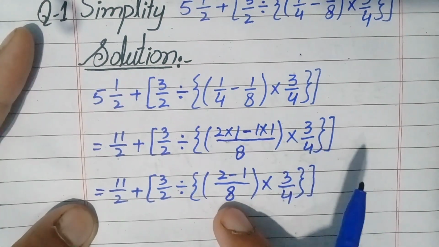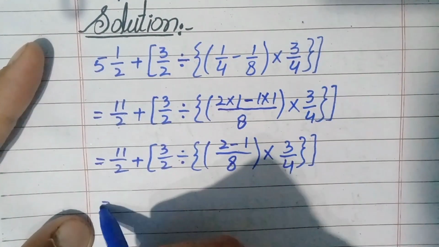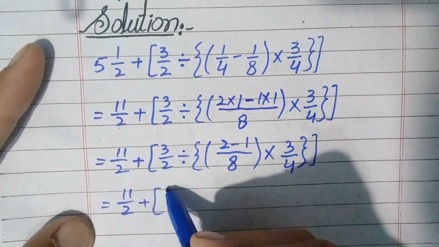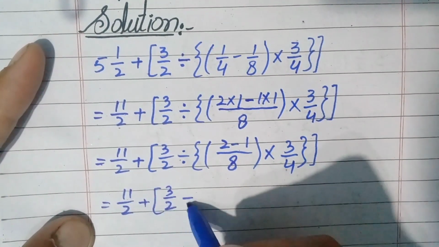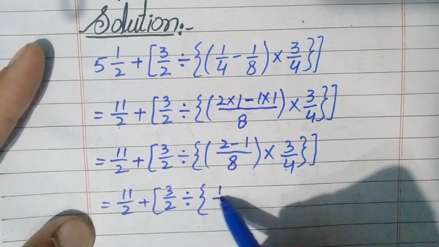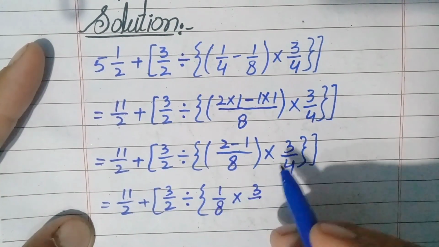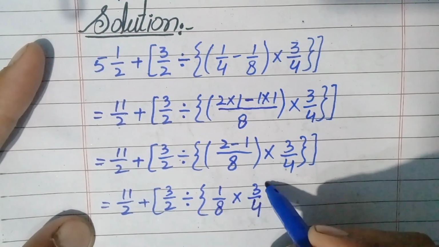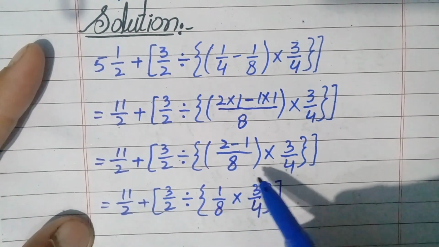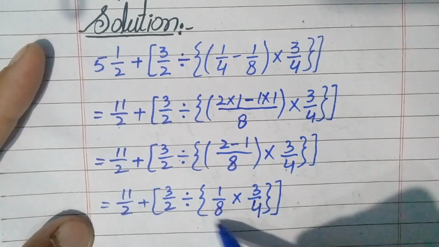Now further simplify the number inside the parenthesis. Again we will write the remaining part the same: 11 by 2 plus square bracket open, 3 by 2 divided by braces open. So 2 minus 1 gives 1, divided by 8, multiply 3 by 4. Braces will be closed and the square bracket will be closed. Now my dear viewers, do you see that the parentheses are eliminated from this step? Now we will simplify the braces here.